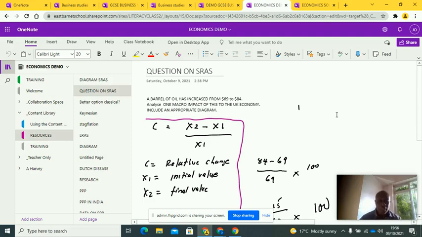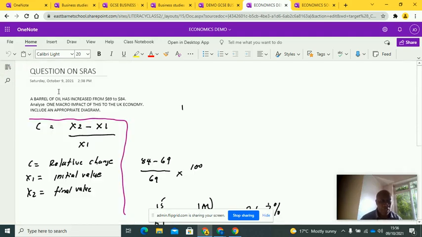Okay, so this is an example of a question. Let's just make this a little bit larger. It says a barrel of oil has increased from $69 to $84. Analyze one macroeconomic impact of this to the UK economy. Include an appropriate diagram. So it's giving you the clue there, including an appropriate diagram.